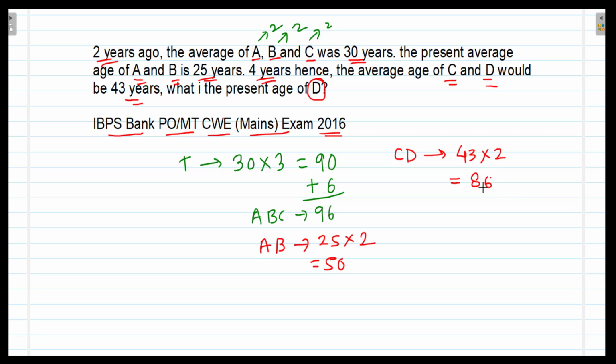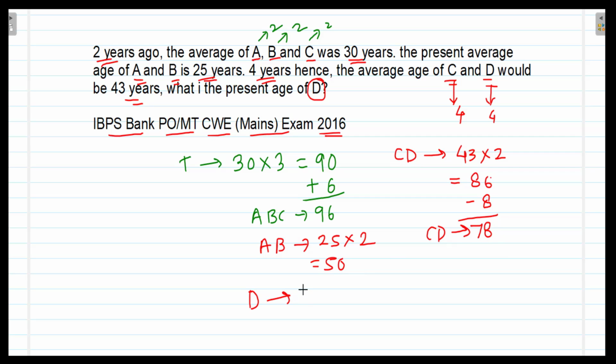So their present age will be what? This is the age 4 years hence. So C's age will be less by 4 years, D's age will be less by 4 years, and therefore the total age will decrease by 8 years. So 86 minus 8, and that will be equal to 78 years. This is the present age of C and D, and we have to find the age of D.